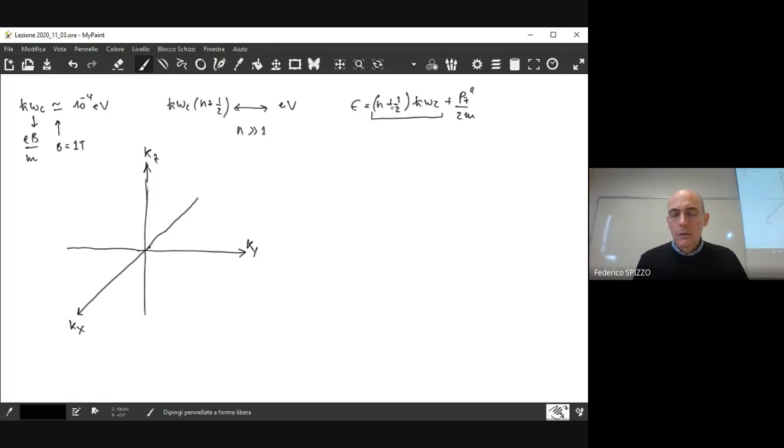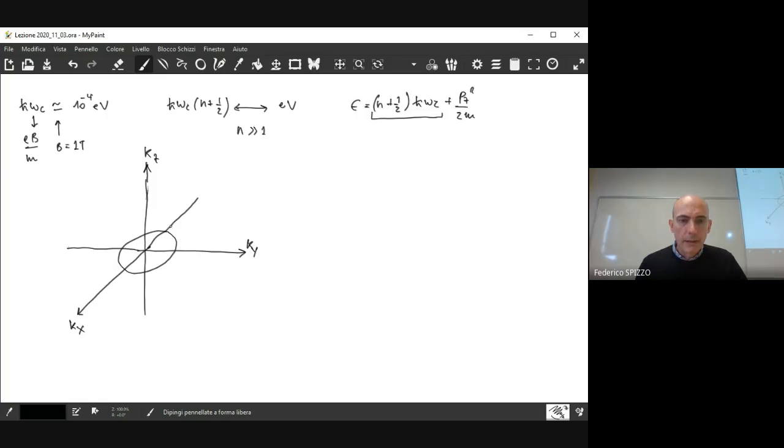What are all the levels that have, in the free electron picture, exactly the same energy? At this point, you may say that if you fix n, all those levels are found on a circle, because the energy dependence in the free electron case, just in the XY plane, is again symmetric with respect to the vertical axis. So if you fix the value of the energy, it's just as if you fix the value of the modulus of K in the XY plane.